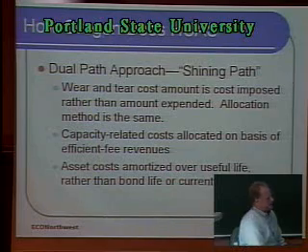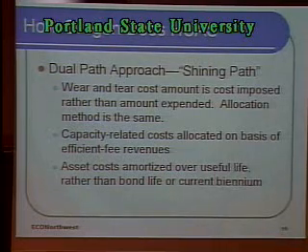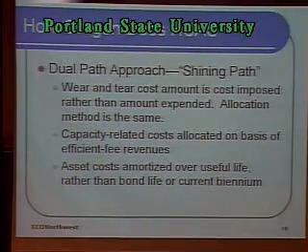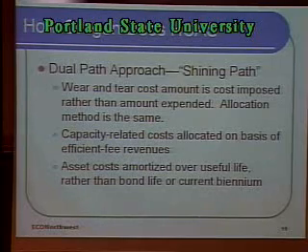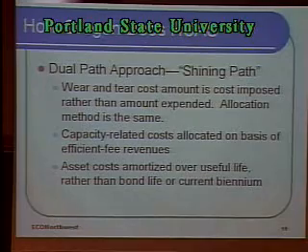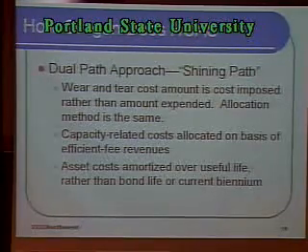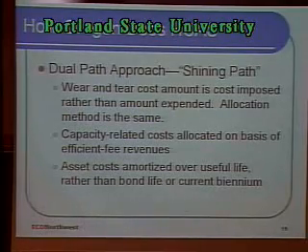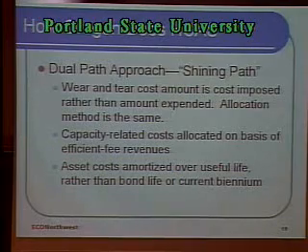And in the shining path, wear and tear costs are the dollar amount of cost imposed rather than the amount that happened to be budgeted for expenditure in the upcoming biennium. And the allocation method is the same. Capacity-related costs are allocated on the basis of what efficient fee revenues would be. And asset costs are amortized over the useful life of the asset rather than just the current biennium or the bond life.